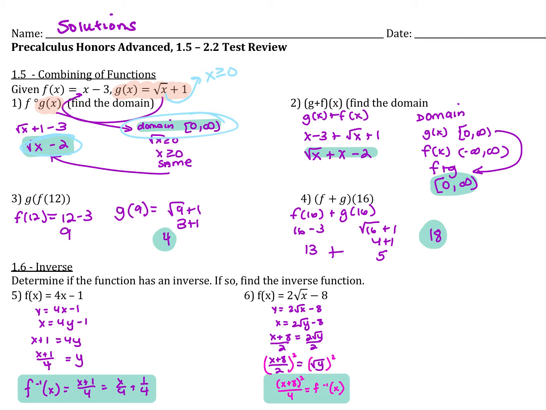Yep. So I had to look at g of x, I had to look at f of x, see if there was a restriction. There wasn't, right? Then I have to combine them and see if there's a new restriction. So it's the same one.